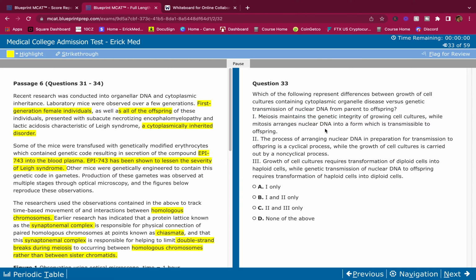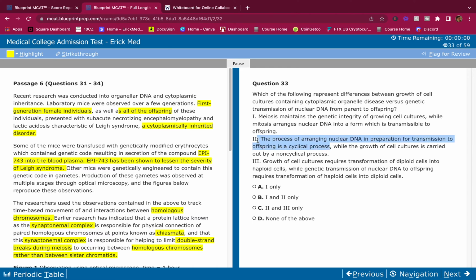While mitosis arranges nuclear DNA into a form which is transmissible to offspring. This is wrong. Meiosis does this. Meiosis makes a diploid to haploid, so we can transmit that DNA to offspring. So one is wrong. The process of arranging nuclear DNA in preparation for transmission to offspring is a cyclical process.